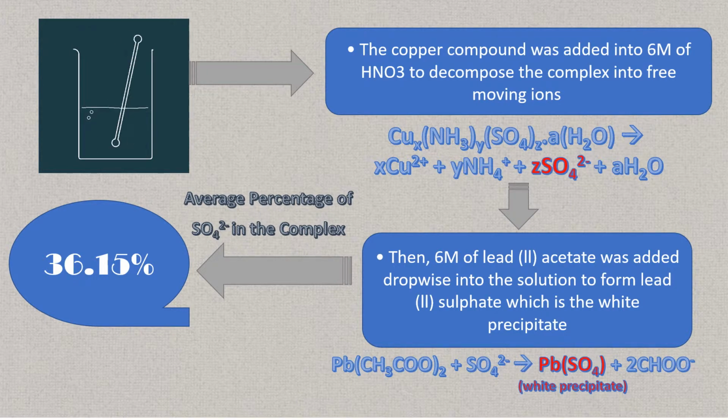Gravimetric analysis was done by dissolving the copper complex completely in concentrated nitric acid. This was done to decompose the complex into free-moving ions. Later, the decomposed substance was added into lead(II) acetate in order to precipitate out lead(II) sulfate. The average weight of the white precipitate obtained was used to determine the composition of sulfate ion in the copper complex. We obtained an average composition of 36.16% sulfate in the copper complex synthesized.